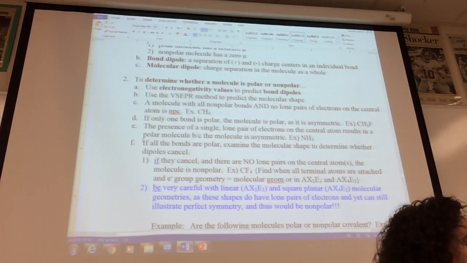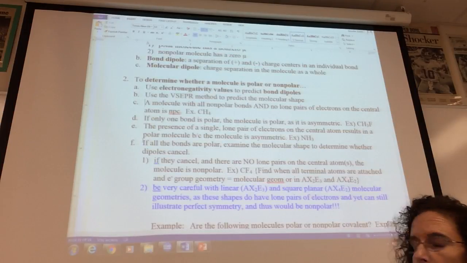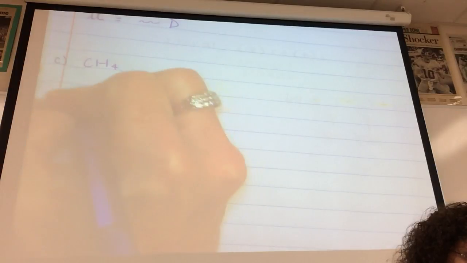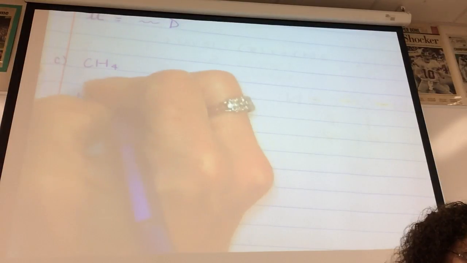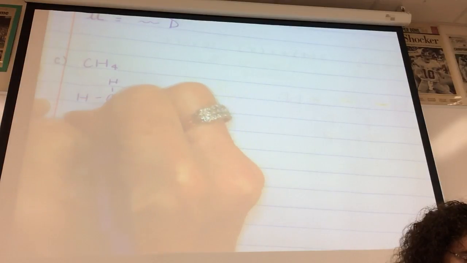C says a molecule with all nonpolar bonds and no lone pairs of electrons on the central atom must be nonpolar covalent. Again, this is at the honors level. It's exactly what I did in honors a half an hour ago. So this goes with C. If you have methane, C to H bonds are nonpolar. That is something I think you should commit to memory.